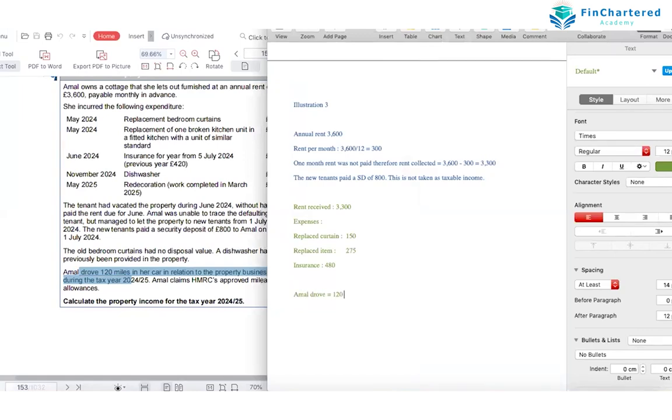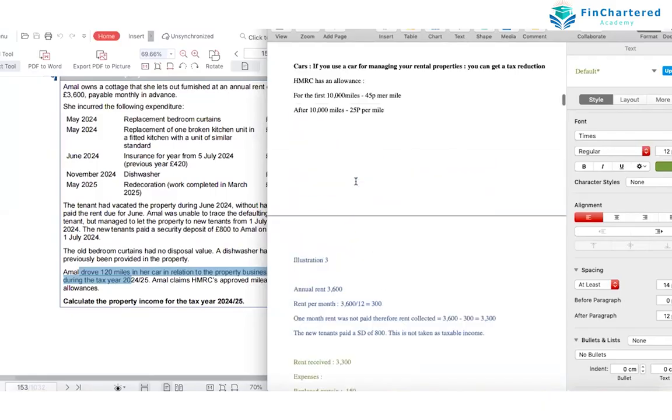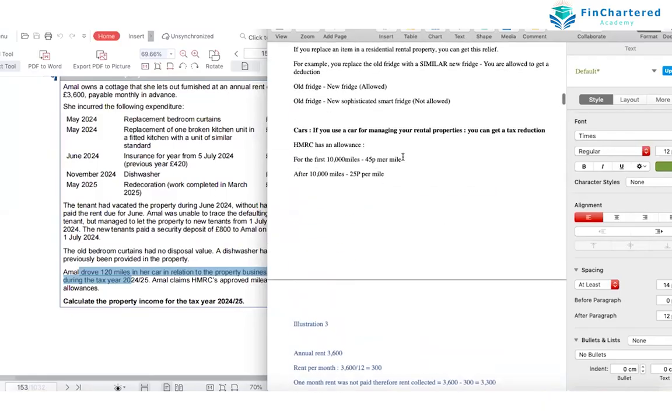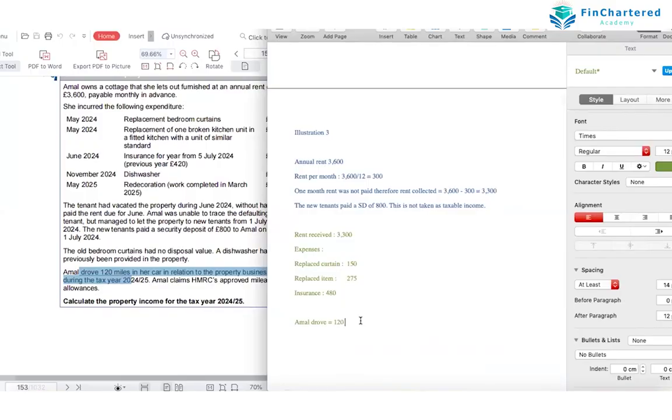120 miles. And again, we saw earlier that up to 10,000 miles, there is 45 pence per mile as an allowance which can be deducted as per the HMRC. So 120 into 45 pence. 45 pence is 0.45 pounds. So 120 into 0.45 is 54. So again, this is an allowance.